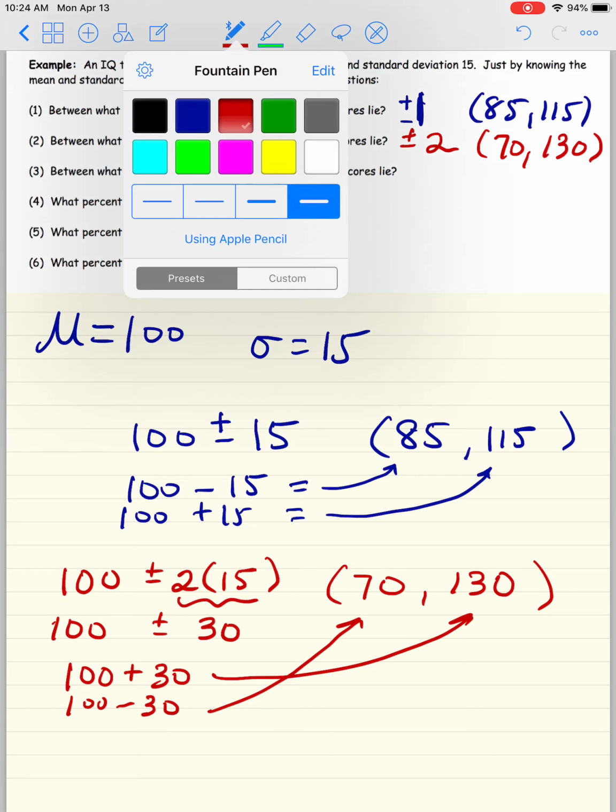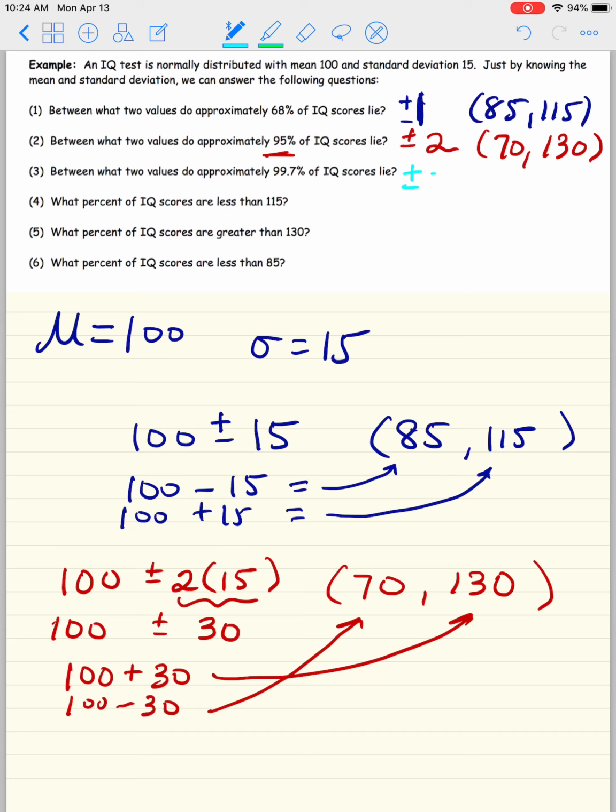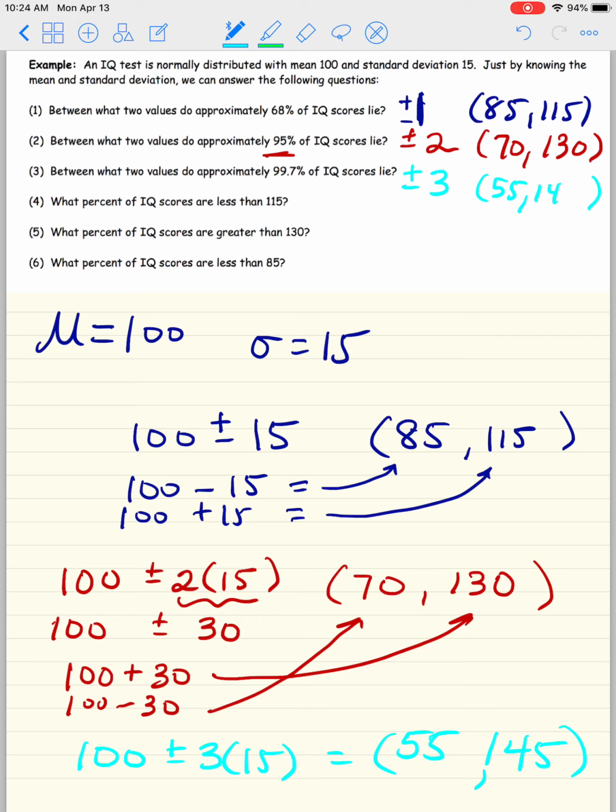99.7% is 3 standard deviations. So if you add 15 3 times, that means you're basically adding 45. And if you take away 15 3 times, you're taking away 45. So if you add 45, you get 145. If you take away 45 from 100, you get 55. Okay, sorry about the color. Now, that's all done. I'm going to just erase this here.